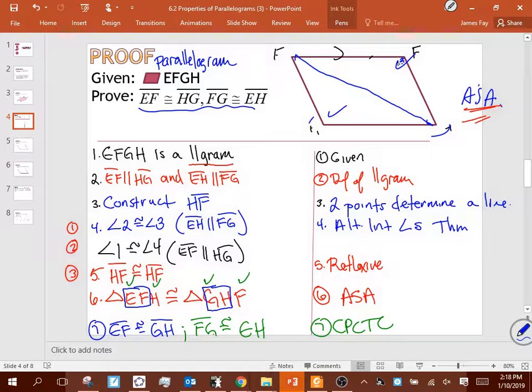With that, hopefully you see 2 sets of proofs that we've done so far this year. We have done parallel line proofs, right? Okay, so steps 1 through 4. We have done triangle congruency proofs, right? And that's steps 4 through 7. This is just merging those together.